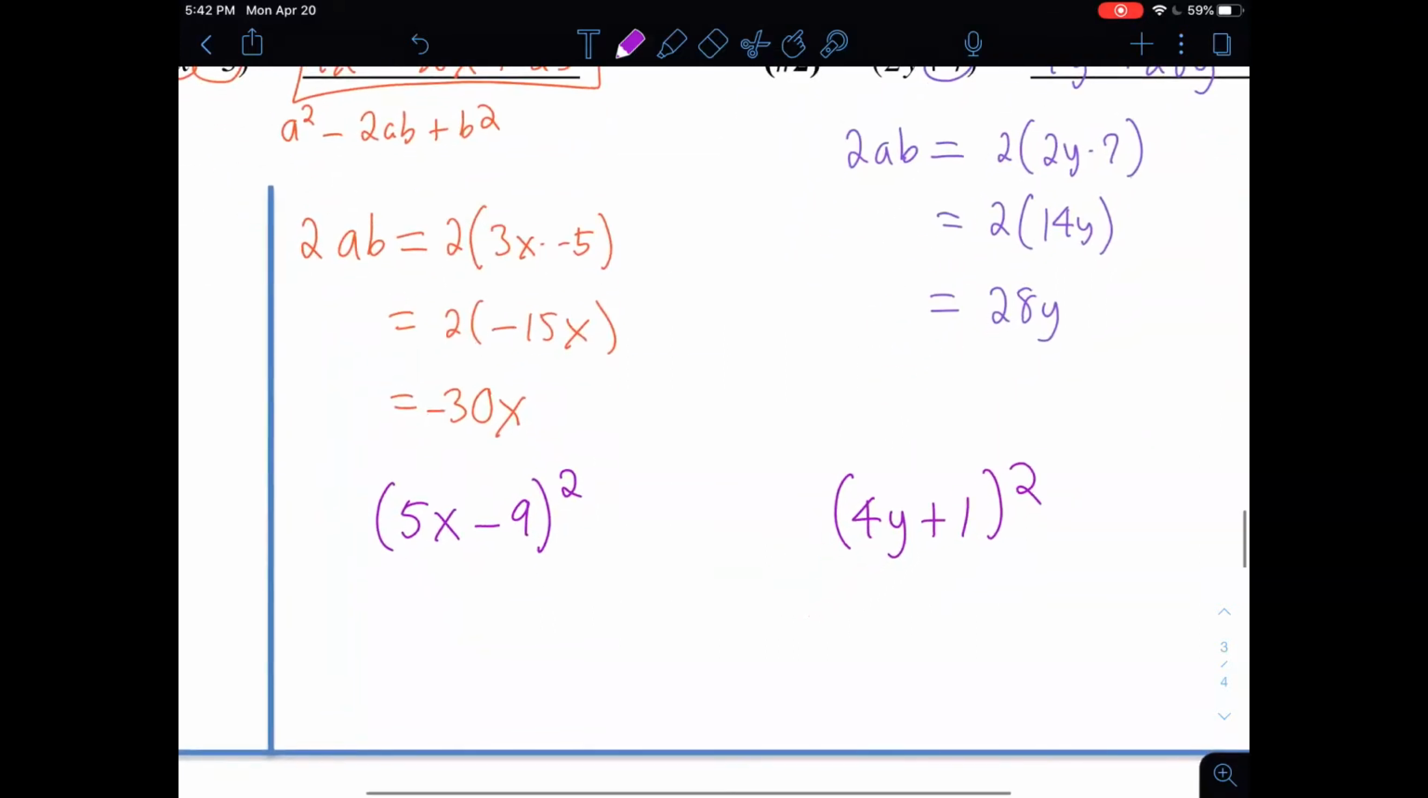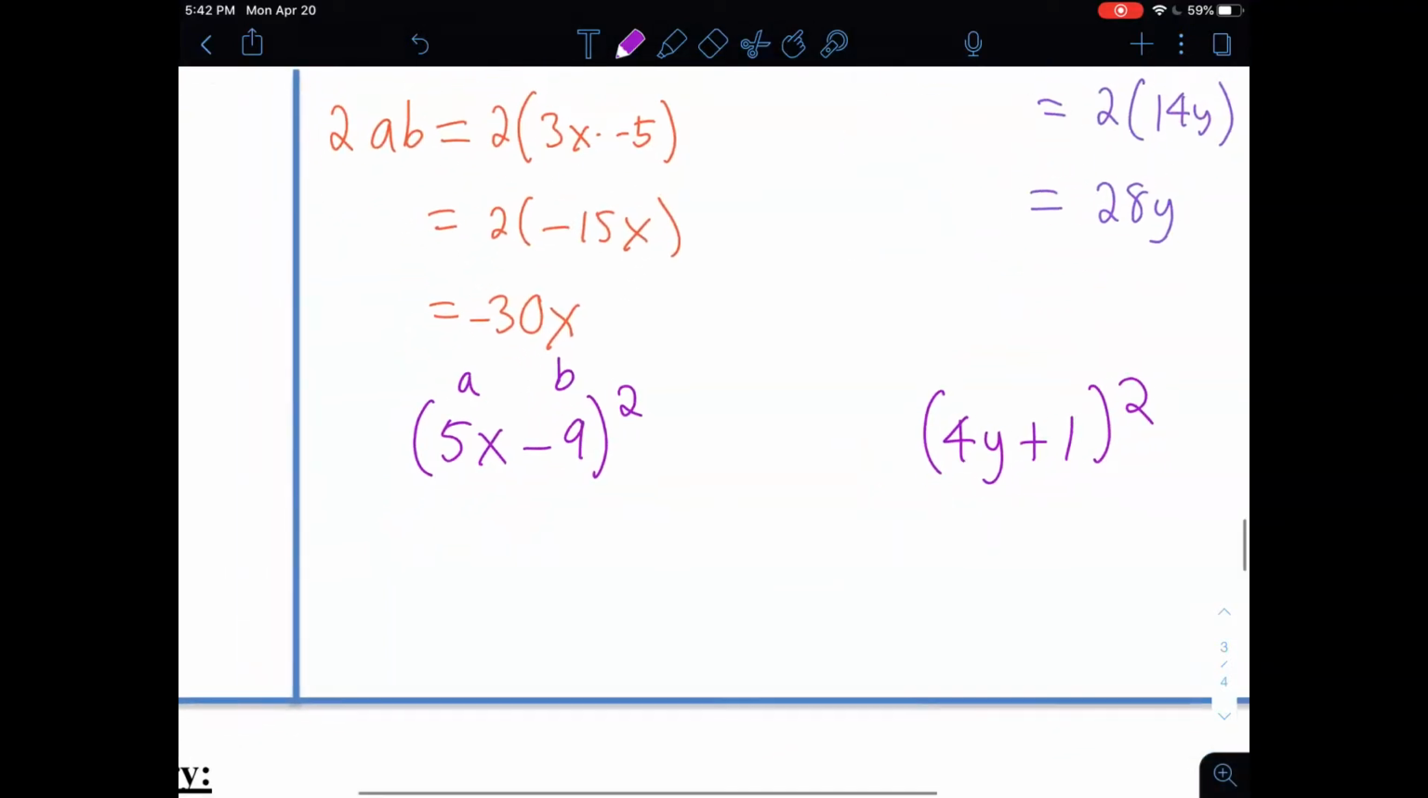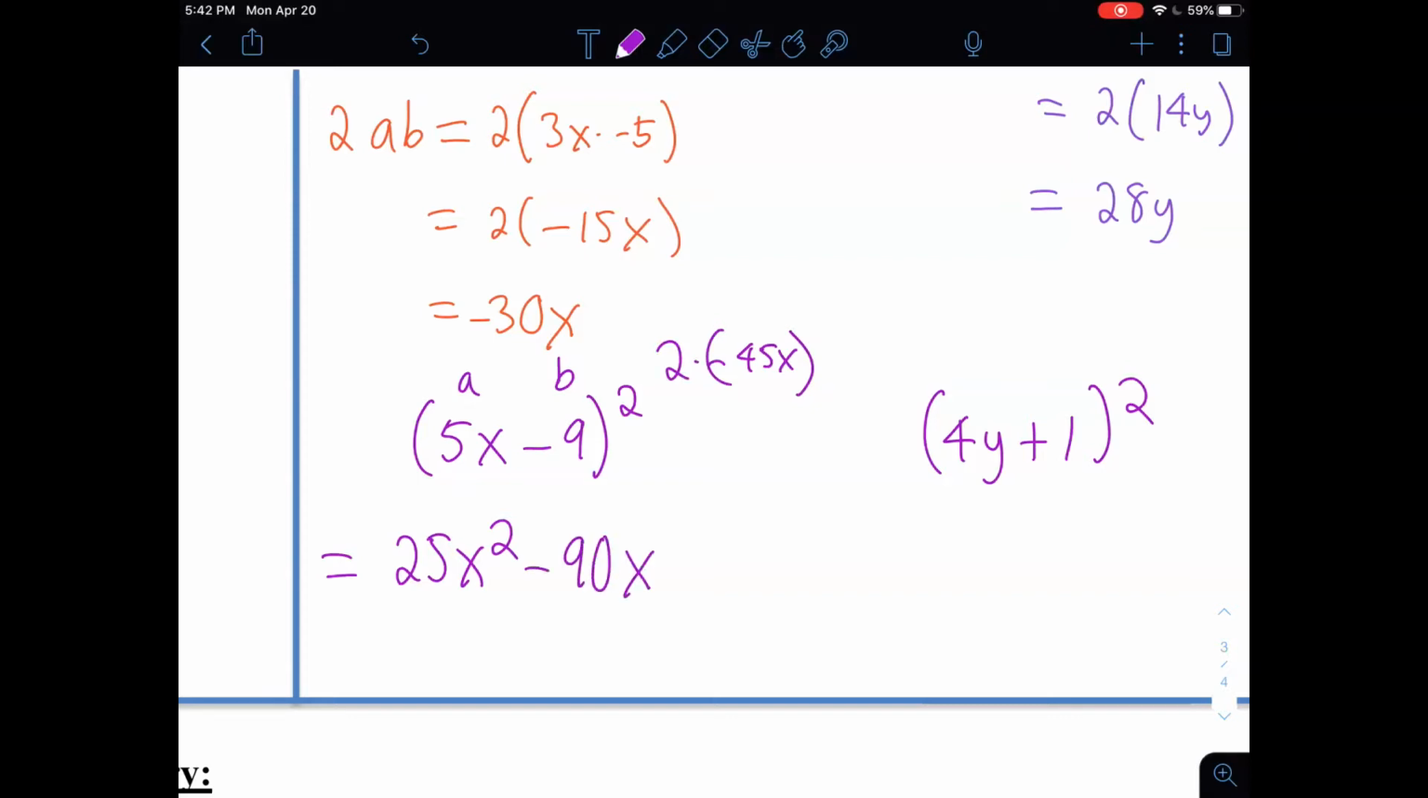All right, so again, for this one, what's our A? We need our A and our B. What is A squared going to be? If A is 5x, what is A squared going to be? It's going to be 25x squared. All right, then what we need to do is multiply 5x times negative 9 and double it. That's negative 45x. And negative 45x times 2 is what? Negative 90x. And then what is b squared? What's negative 9 squared going to be? Plus 81.